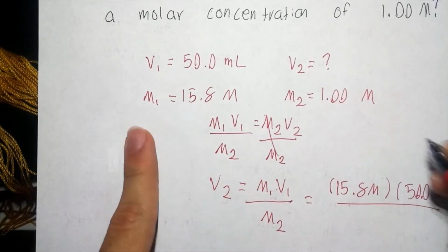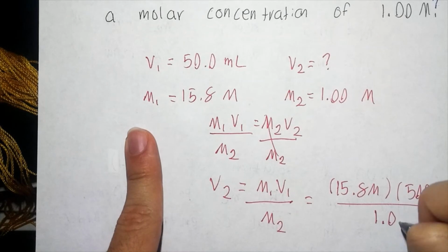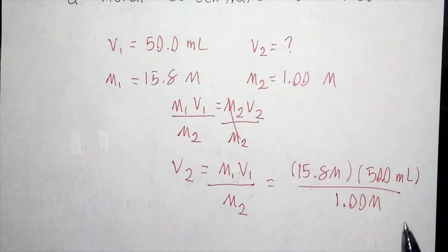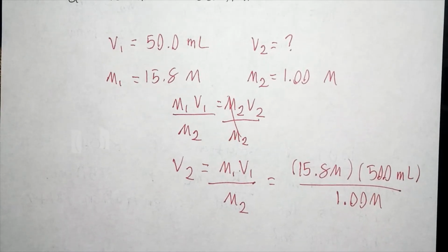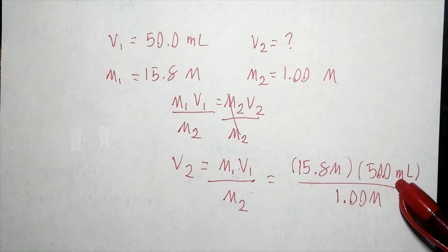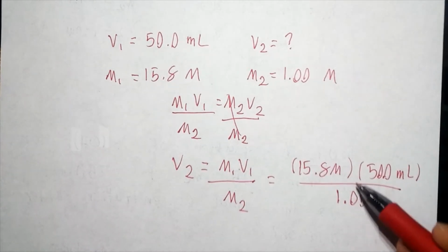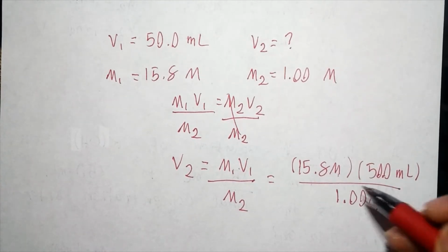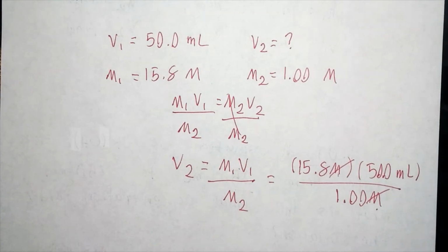And M2 is 1.00 molar. Now, at this point, look at all of the things you're multiplying together and think about what units should cancel out and which units should be left behind. If you thought that the molarities were going to cancel out and you would be left with milliliters, you would be correct. You're dividing molarity by molarity. These are the only things that are the same, so these cancel out and you're left with milliliters.